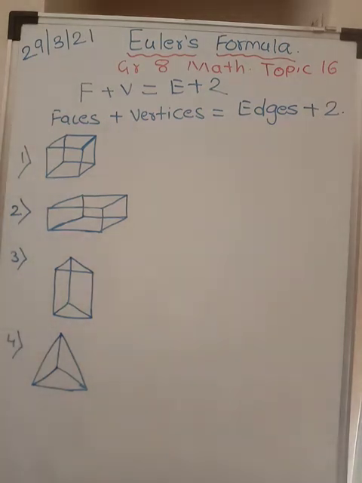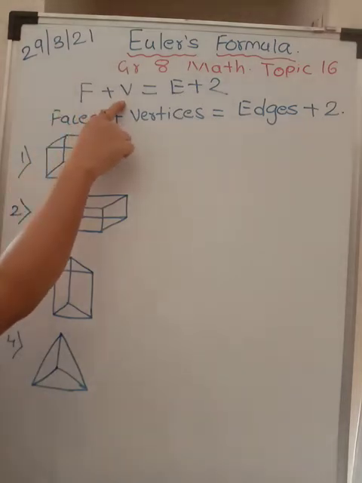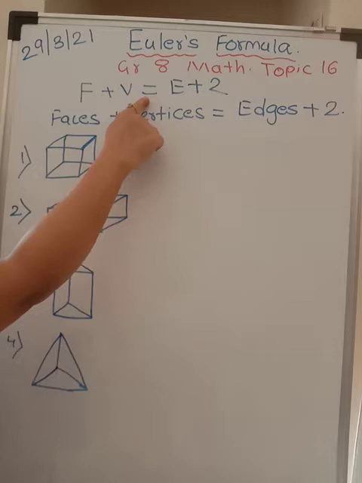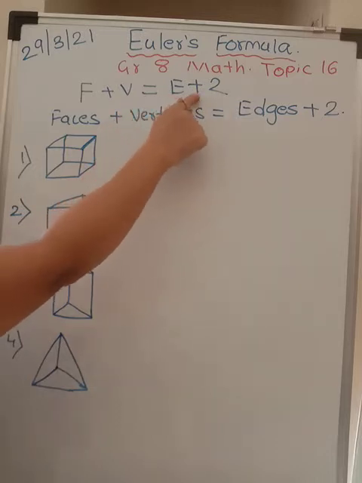Leonhard Euler was a great mathematician, and he discovered a very interesting formula regarding faces, vertices and edges of solid figures. The formula says that F plus V, that means faces plus vertices of any solid figure, is always equal to its number of edges plus 2.